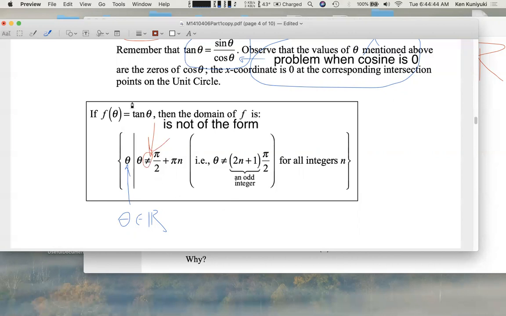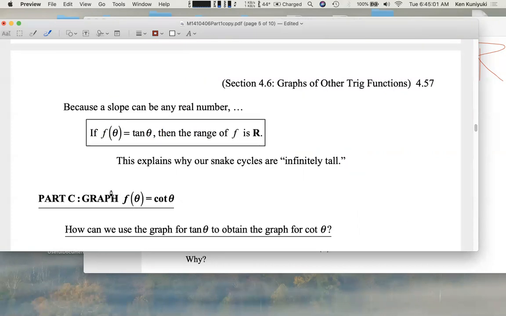Again, this is the domain for the basic tangent function. It's all real values of theta where we do not have a VA. Don't forget to slash the equal sign. Next, we're going to discuss cotangent of theta. And don't forget, the range was all reals. We mentioned that before. The range is also all reals for cotangent, as we'll see.